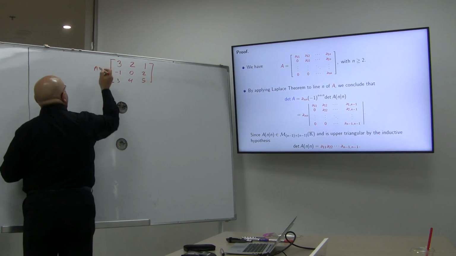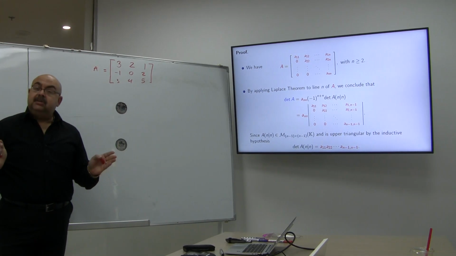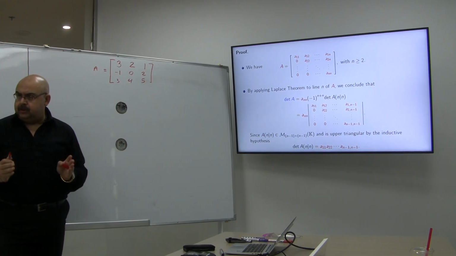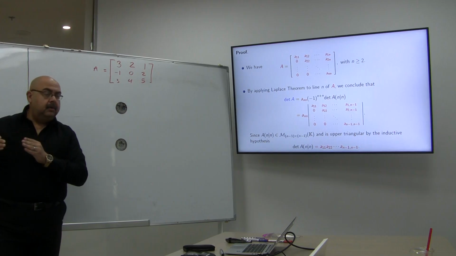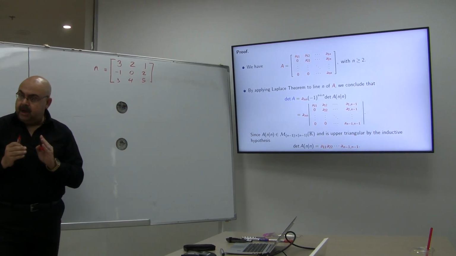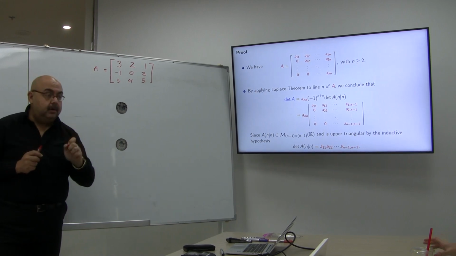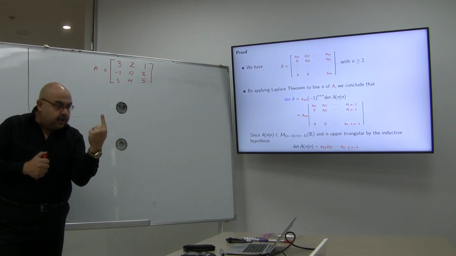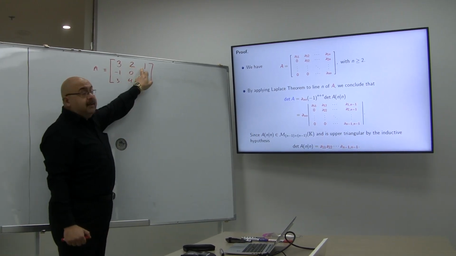This is matrix A. Of course, I can use Sarrus's rule, but I want to use the Laplace method. So I will choose any row or any column. I will do it with the first row for this one. Let's remember the sign rule for the first row. What is it? Positive, negative, and positive.